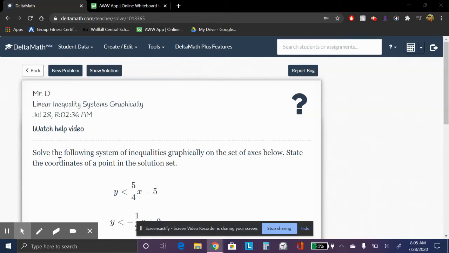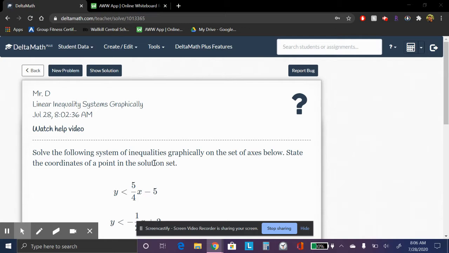In today's video, we're going to be solving linear systems of inequalities graphically. As opposed to doing two lines and seeing where they intersect, now we're going to graph two inequalities and see the solution set, which is going to be a general area instead of exactly one point.